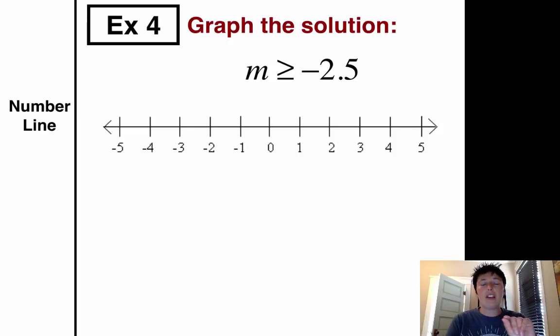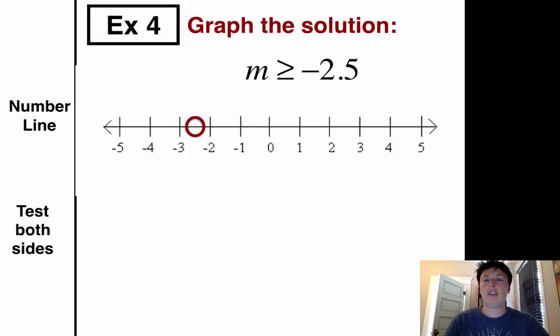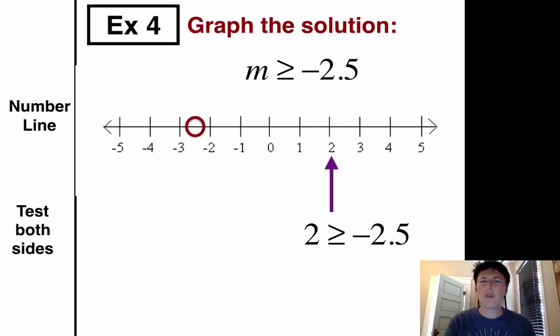So I'm going to very carefully go to my number line, and I'm going to circle -2.5. Then I run my tests. I'm going to test both sides. I'm going to look at the right, and I'm going to look at the left. Any numbers that I want to test work just fine. I'm going to test 2 on the right, and I'm going to say, is 2 greater than -2.5? Oh, totally. 2 is greater than a negative, so that one's true. That one's a yes.